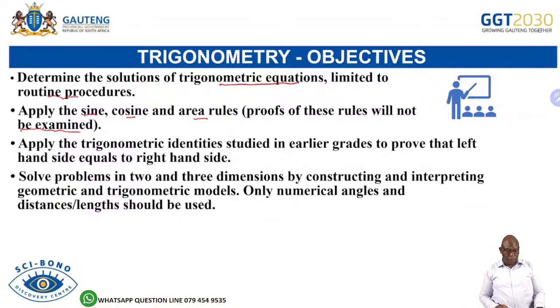In trig, the area rule, cosine rule and sine rule, we need to know how to use those formulae. Apply the trig identities studied earlier in the earlier grades. That is in grade 11, where you need to prove that the left hand side equals the right hand side. Those are identities.